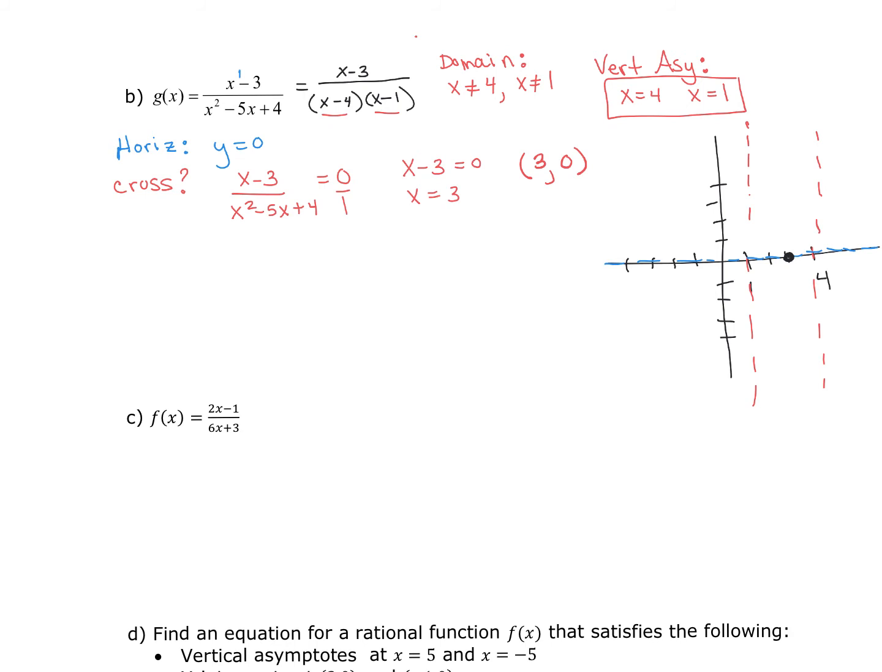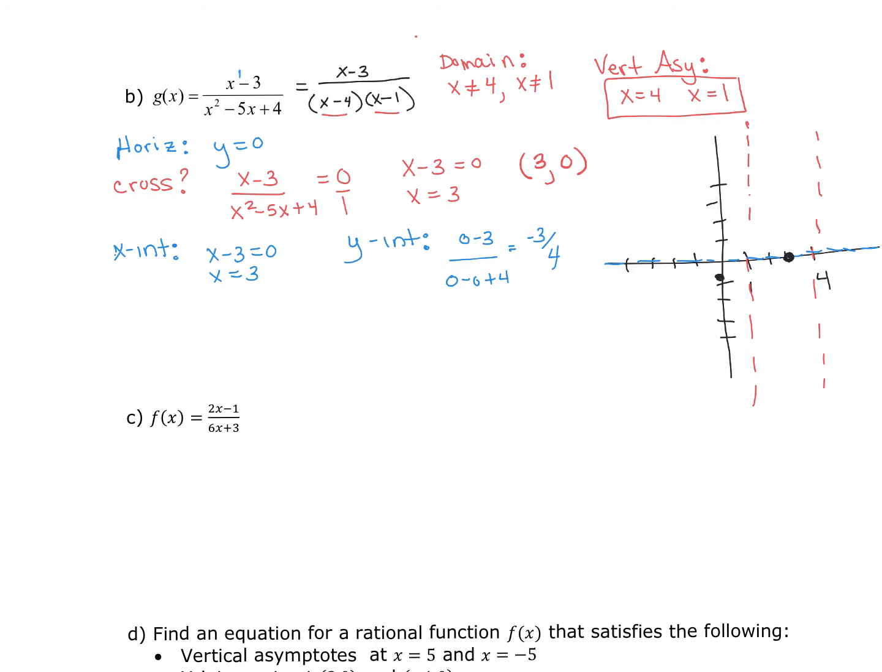Okay, let's find some intercepts. To find the x-intercept, we set the numerator equal to 0, and we get x equals 3. We already have that point because that happens to be where it crosses the axis, or the horizontal asymptote. And to find the y-intercept, we let x equal 0, and we get 0 minus 3 over 0 minus 0 plus 4, or -3/4. So that's going to be about here.